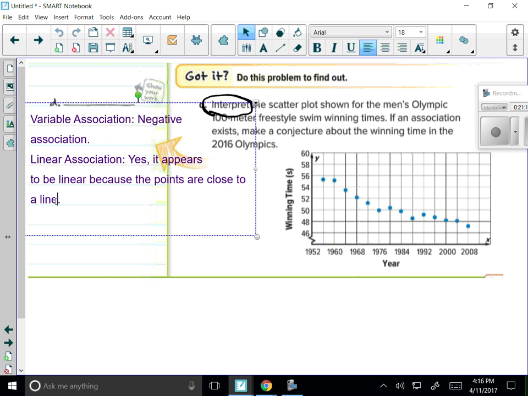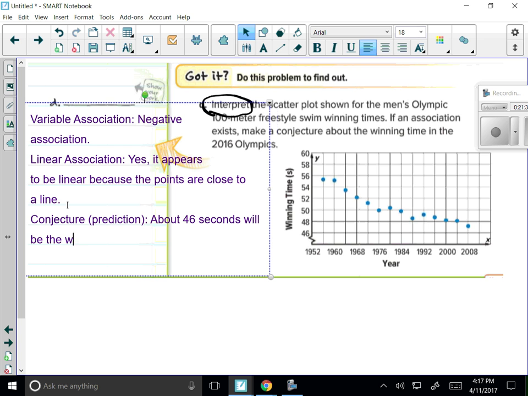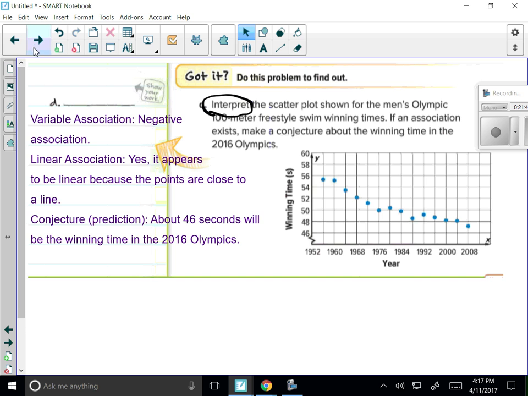We could say, I'm going to put conjecture, which is the same as prediction, you can say about 46 seconds will be the winning time in the 2016 Olympics. And even if you put something like 46 or 47 or 48, that's still within reason. It's very close to that prediction right there.